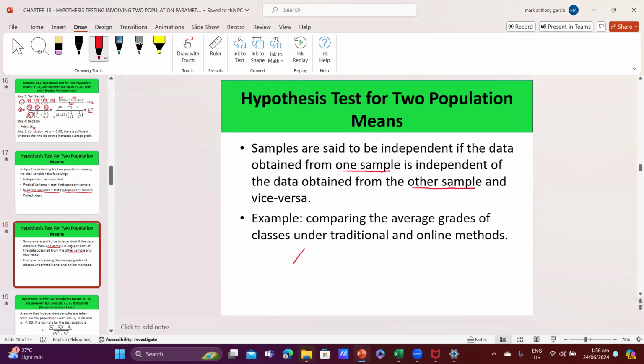So for instance, if we are comparing the average grade of students from traditional classes and the average grade of the students from online methods, then the samples or the grades that we get from the traditional classes do not affect the grades of the students under the online methods. So in this case, we say that the data obtained from the two samples are independent of each other.